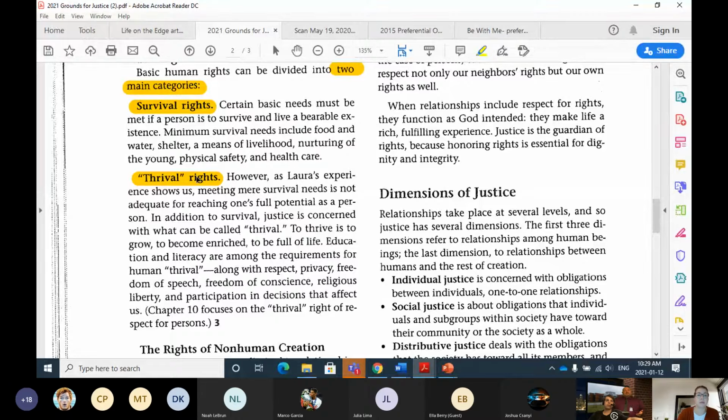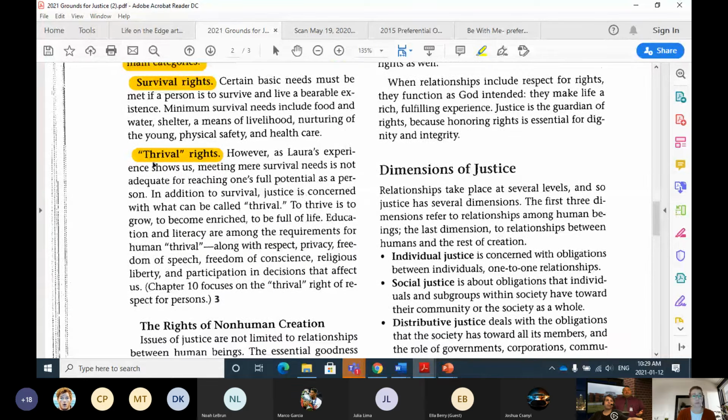But apart from just living, we have the right to thrive. Thriving is basically to do well and reach your full potential. So in addition to survival, justice is concerned with what can be called thrival. To thrive is to grow, to become enriched, to be full of life. Education and literacy are among the requirements for human thrival, right? Because if you don't have your education, then the chances of you getting a good job are very slim. So you don't have the chance to grow and reach your full potential if you don't have the means of getting there.